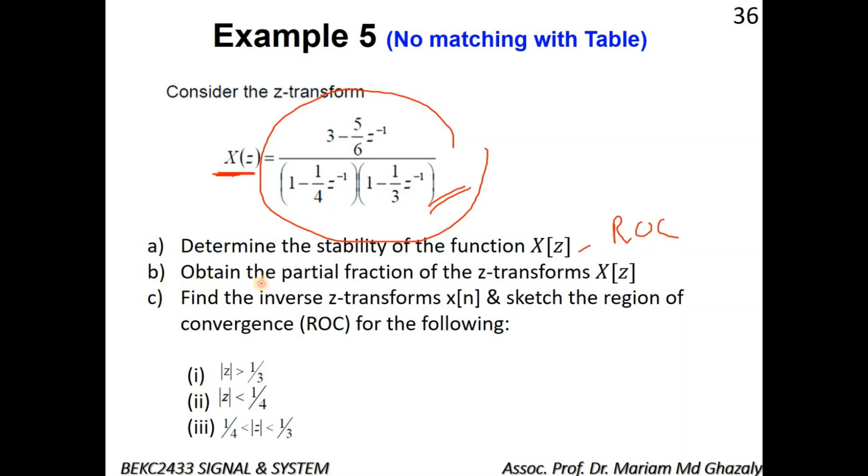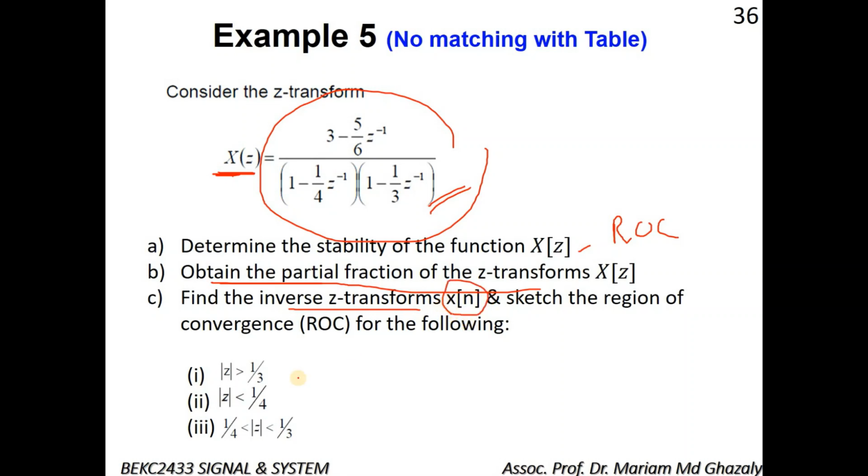Second, obtain the partial fraction. This one is given as a hint, so to get the answer, find the partial fraction first, similar to what you did in the Fourier transform. And lastly, after you get the partial fraction, find the inverse transform to get the signal x[n].